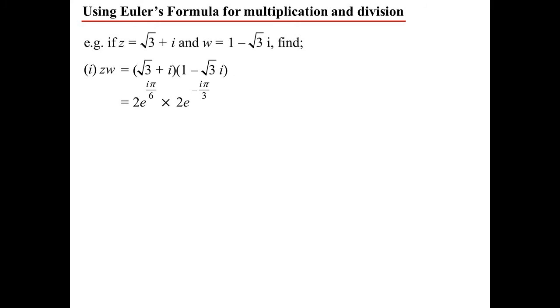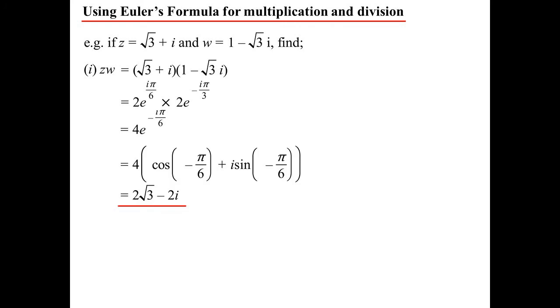So this allows us to do multiplication and division in a different way. So I can go root 3 plus i for z, 1 minus root 3 i for w. z times w. Well, if I change them into exponential form, the first one becomes 2e to the i pi on 6, the second 2e to the minus i pi on 3, but now I can just use index laws. Another reason why when we're multiplying we add the arguments, because we're actually using the index laws on the exponential form. And so we get 4e to the minus i pi on 6. We then could convert back and we get 4 cis minus pi on 6, and then convert back again into Cartesian form, and there's our answer, 2 root 3 minus 2i.